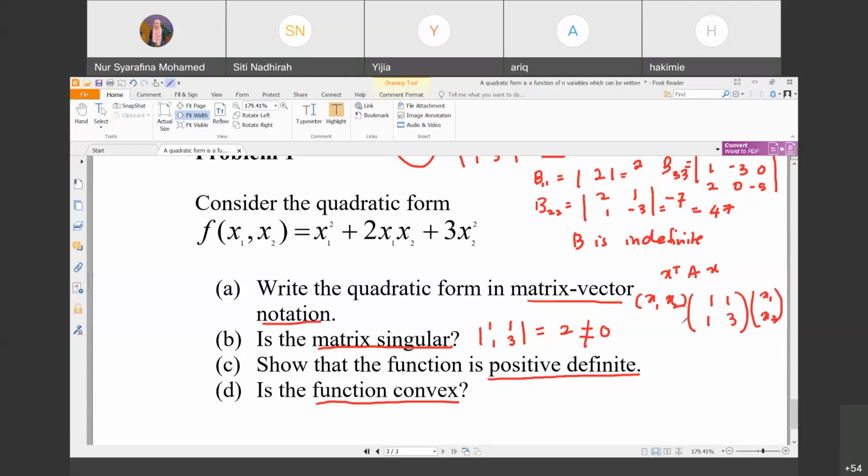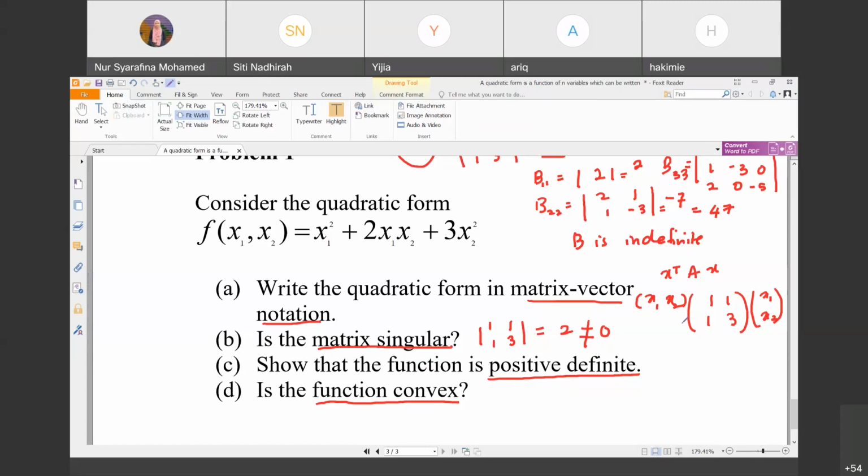Why? Because for a singular matrix, we cannot do further investigation, since a singular matrix doesn't have an inverse, right? So when it is singular, we cannot proceed with further investigation on that matrix itself. That's why you need to know whether it is singular or not. But now we have a non-singular matrix, so we can proceed with further investigation. Let's say you want to identify its definiteness and so on.